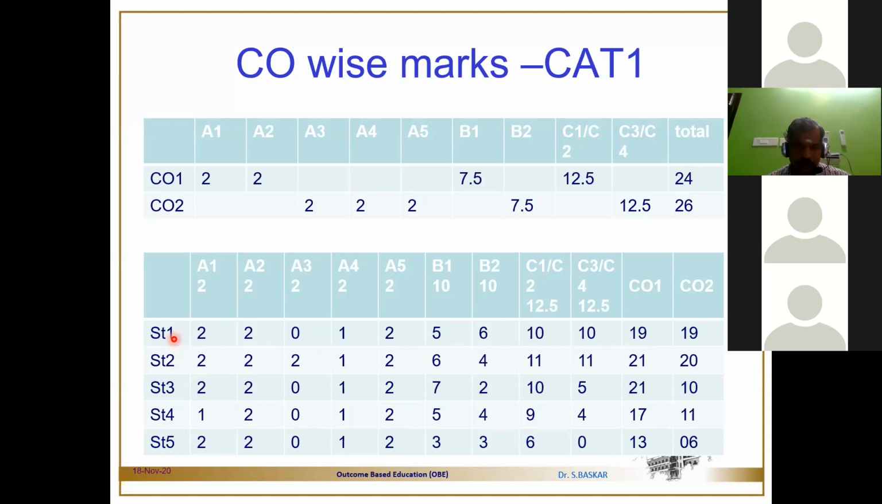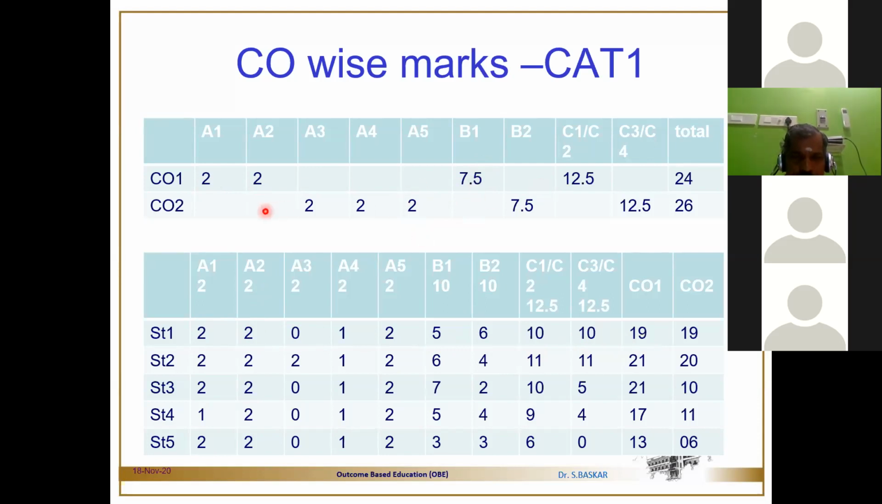For example, student 1 got 19 marks in CO1 and 19 marks in CO2. He has the same mark in both CO1 and CO2. For student 2 it is 21, 20. If you want to verify, you can. For CO1 total mark, we have to add the marks obtained in A1, A2, B1 and C1. Therefore, 2 plus 2, 4. Then for B1, they scored 5, 4, 9. Therefore, you add 10. Therefore, 10 plus 9, 19.